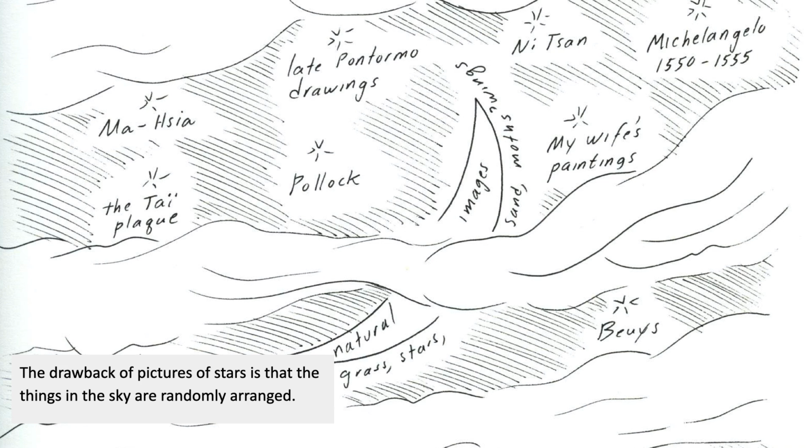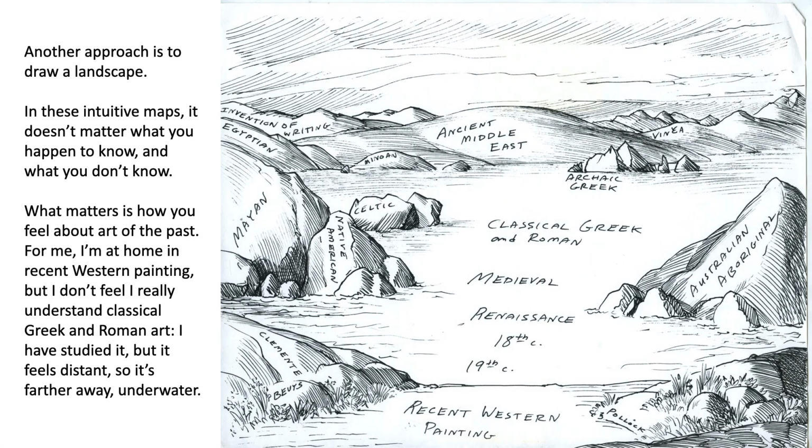The drawback of doing this is that in a picture like this, with stars and galaxies or whatever, everything's randomly arranged. And what you really want to try for is to arrange things in such a way that they correspond with the way you think about them. So a really useful strategy, which a lot of people like to use, is to draw a landscape.